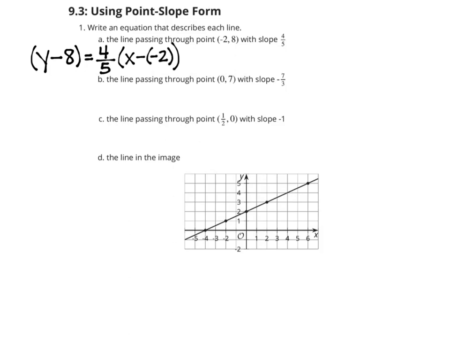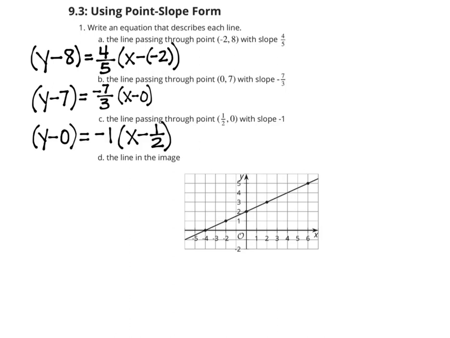So x minus -2. Why don't you pause the video and do the next two problems and then unpause it and see what we've got. Okay, so for part B we've got y minus 7 equals -7/3 times x minus 0, and for part C we have x minus 0 equals -1 times x minus 1/2.